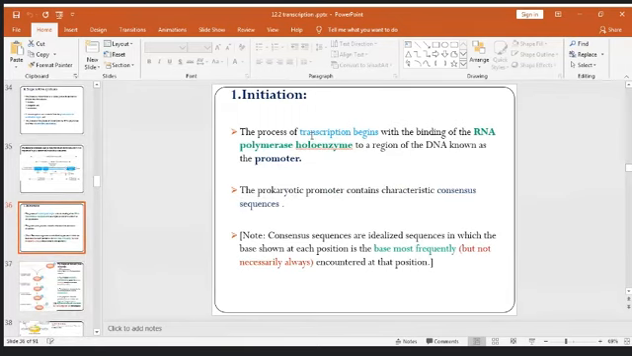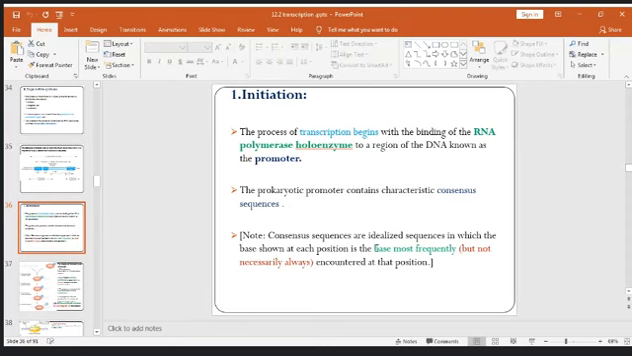So, initiation of the transcription process now. The process of transcription begins with the binding of the RNA polymerase holoenzyme, including the sigma subunit, to a region of the DNA known as the promoter region. The prokaryotic promoter contains characteristic consensus sequences, most probably the -10 and -35 sequences in the promoter region.